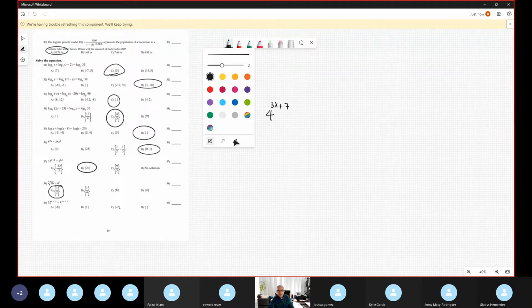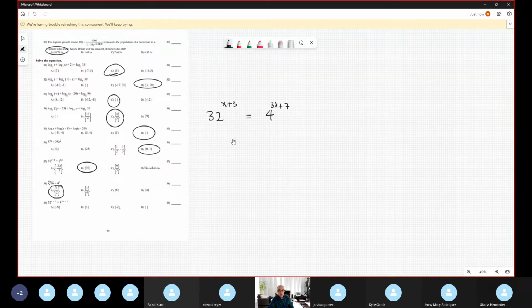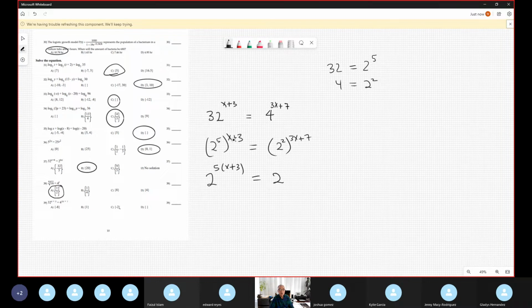get common base because 32 is 2 to the 5th power and 4 is 2 to the 2nd power. Replace: 2 to the 5th power raised to the x plus 3, 2 to the 2nd power, 3x plus 7. Now multiplication. 2, 5 times x plus 3, 2 times 2, 3x plus 7.